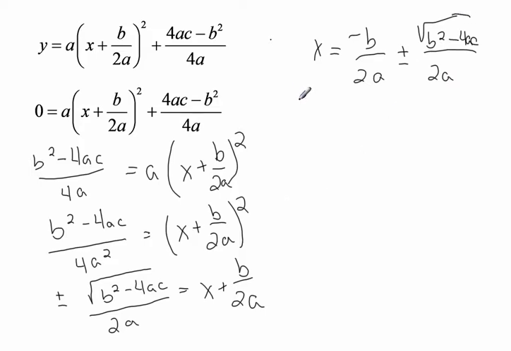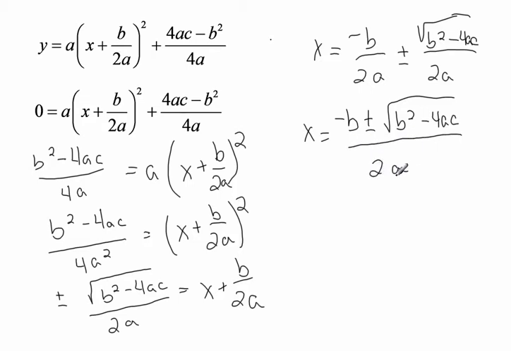Now, what most people will do, and I prefer not to do this, but most people will write this as the opposite of b plus or minus the square root of b squared minus 4ac, all over 2a. Now that's the quadratic formula, and that deserves to be memorized.